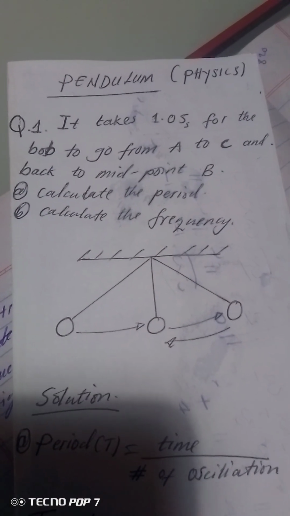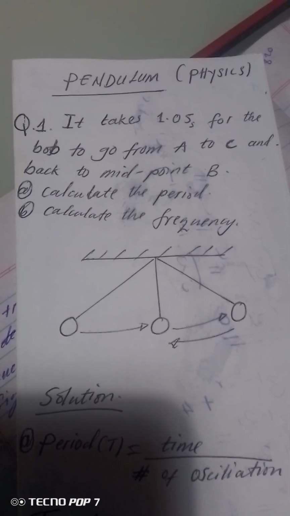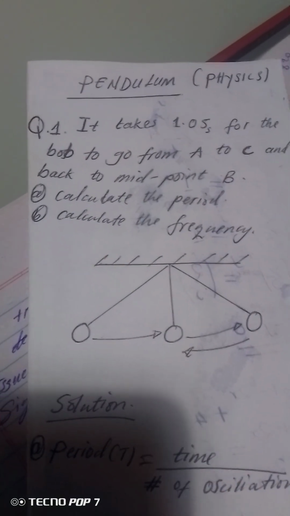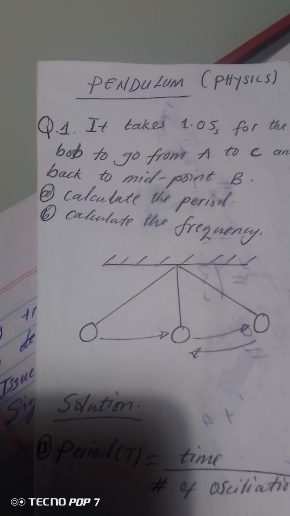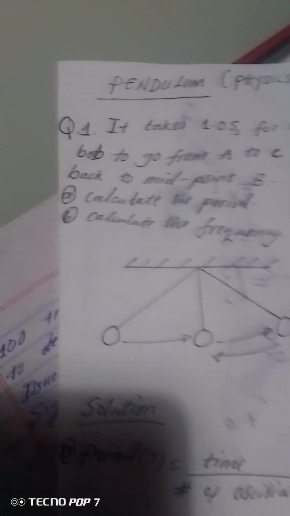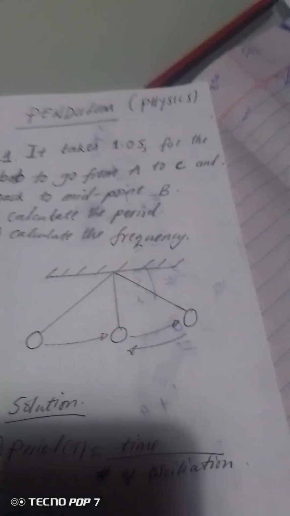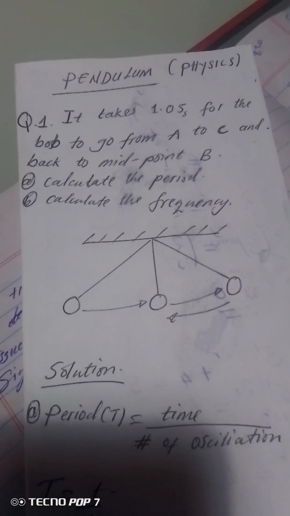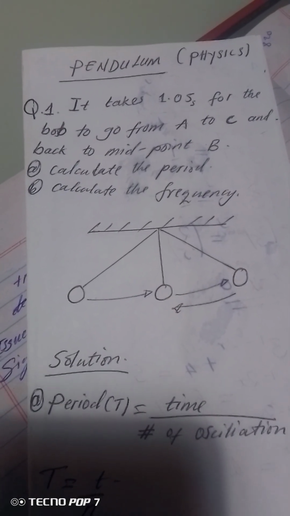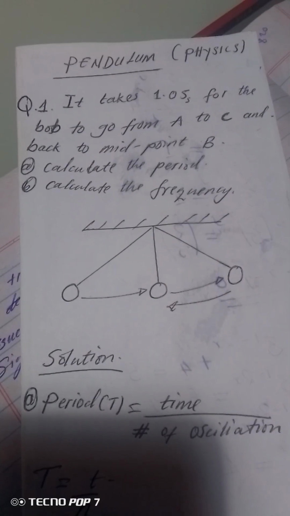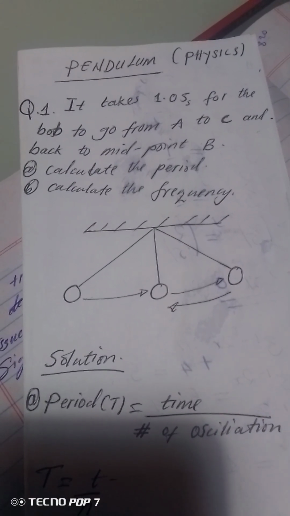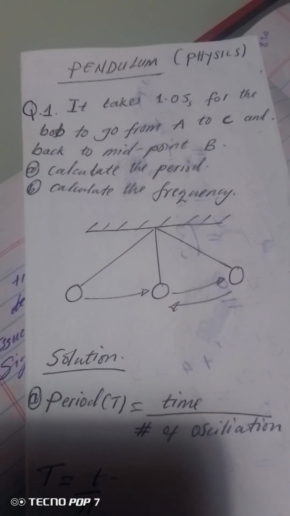Hello, let's have a look at a simple pendulum. This is the examination question. The question reads: it takes 1.05 seconds for the bulb to go from A to C and back to midpoint B. A, calculate the period. B, calculate the frequency.